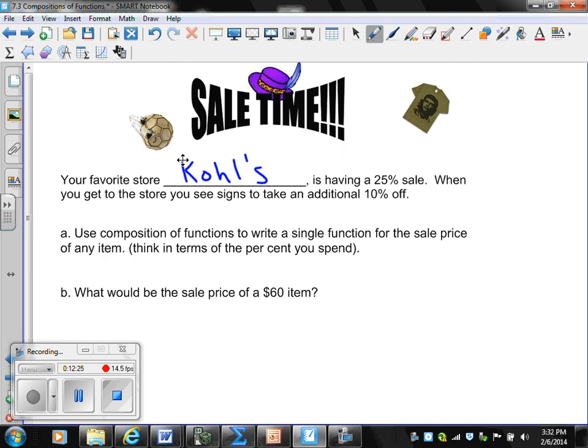So first thing we're going to do is compose these into a single function so that we can get the sale price of the item. These are always a little tricky because, yeah, it's a 25% sale, but what percent are you actually paying? Well, you're paying 75%, right? Okay. So our first function, I'm going to call that g, is going to be, actually, no, I'm going to call it f, hold on a second.